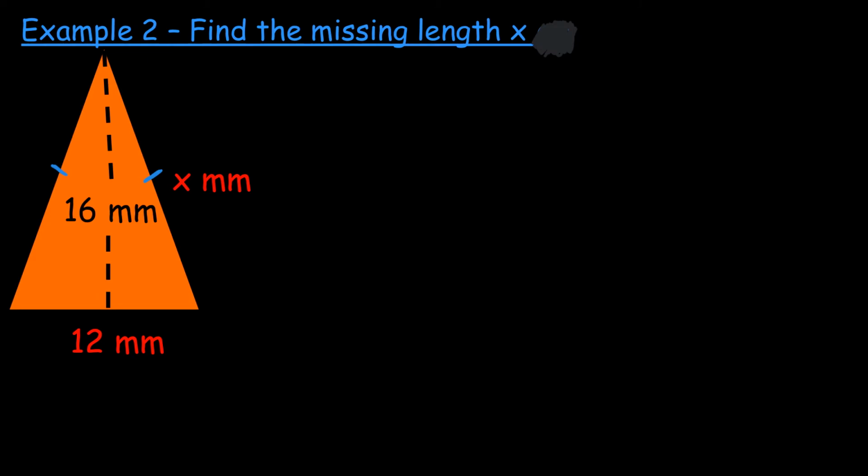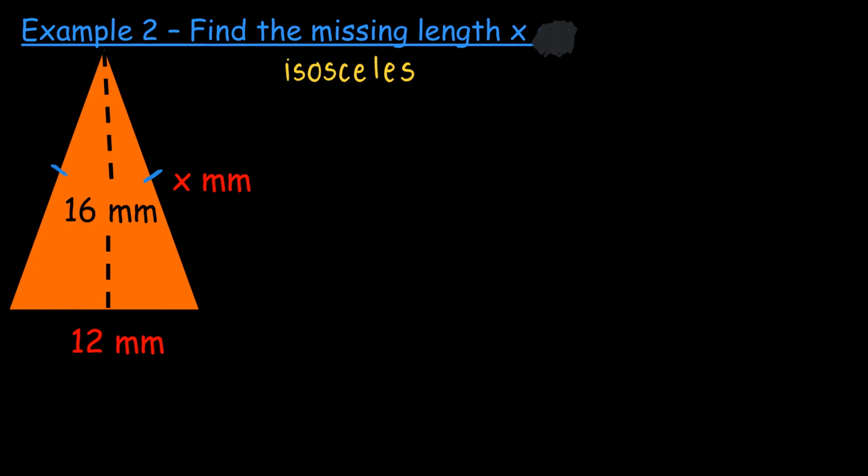For the second example, we're asked to find the missing length x, but what we'll notice about this question, which is different to the ones that you've seen before, is that this isn't a right angle triangle, it's an isosceles triangle, and that is denoted by the two blue lines on either side of the triangle. What that tells us is that the triangle can be split down the middle, essentially, in that we could form two equal right angle triangles.